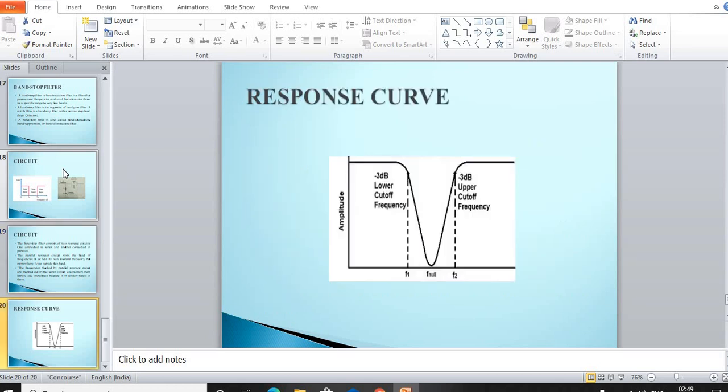Response curve. The response curve of band stop filter is just the reverse or opposite to that of band pass filter. Here the curve is just the inverse of the band pass filter. Here the region between 0 to F1 represents lower cutoff frequencies, and above F2 it represents upper cutoff frequencies, and between F1 and F2 it represents the stop band.